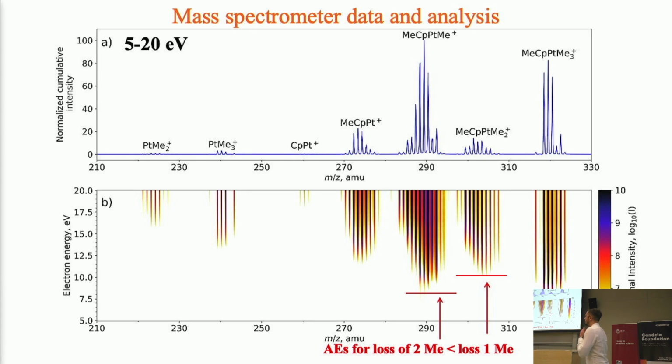On panel B, we have the variation of the mass spectrum with energy, where intensity is color-coded. A general trend for such a 2D ionization map is that the more fragmented the molecule, the more energy you need to add to cleave the covalent bonds. But there is a different trend here. The appearance energy for the loss of 2 methyl groups is lower than for the loss of 1 methyl group, as you can see. This means that the fragmentation channel which leads to the loss of 2 methyl groups is energetically more accessible.